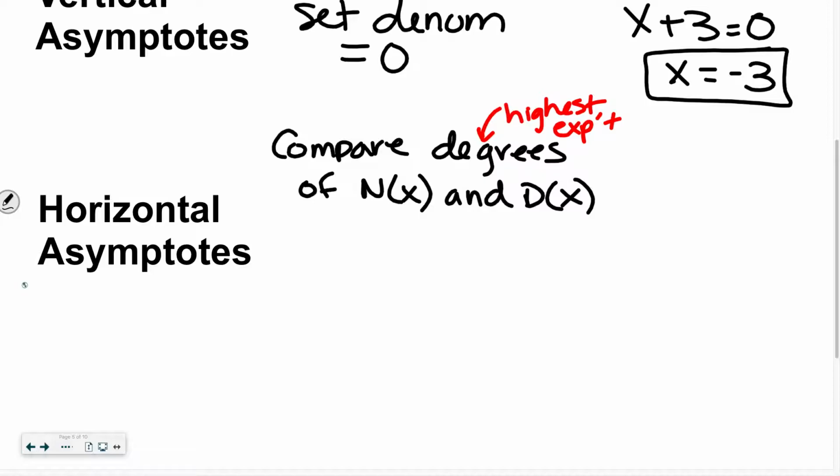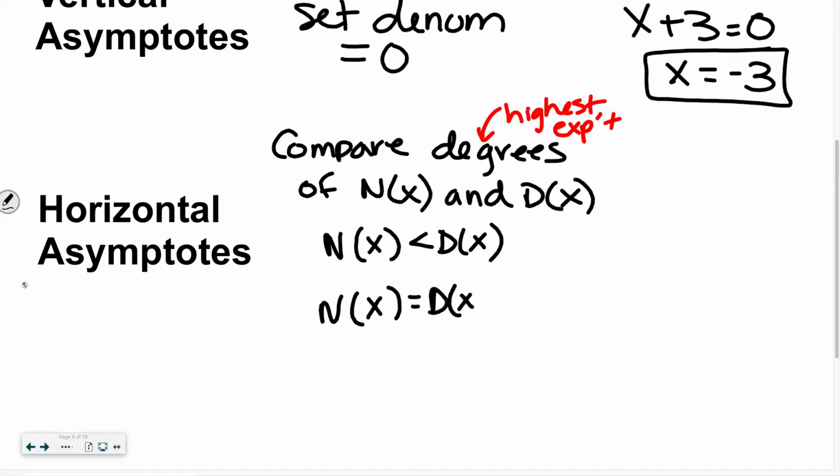So you compare the degrees of your numerator and denominator. And there's basically three possibilities, right, when you're comparing numbers. N of x could be less than d of x. N of x could be equal to d of x. Or n of x could be greater than d of x, right? Three possibilities. So we have three scenarios.